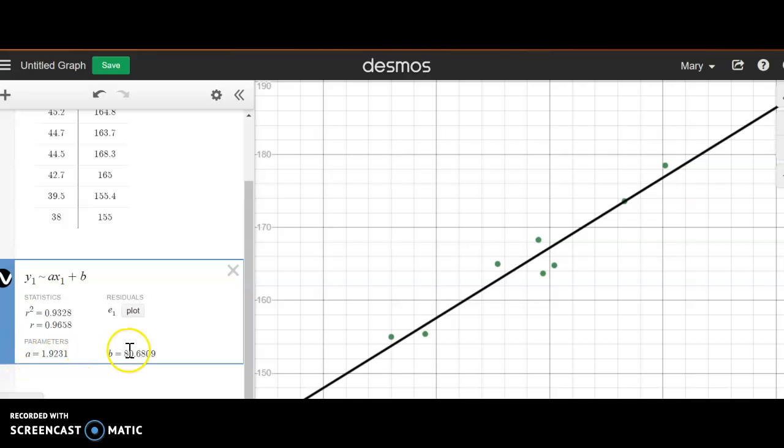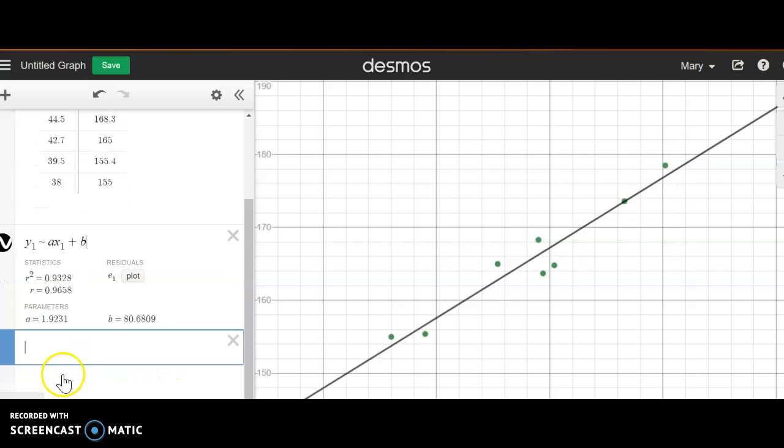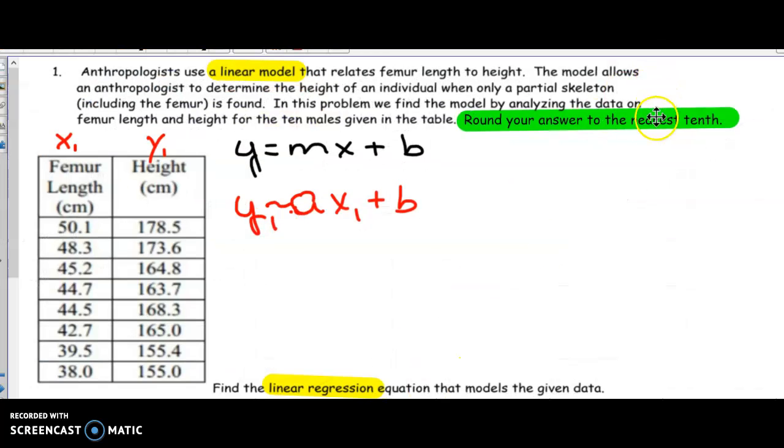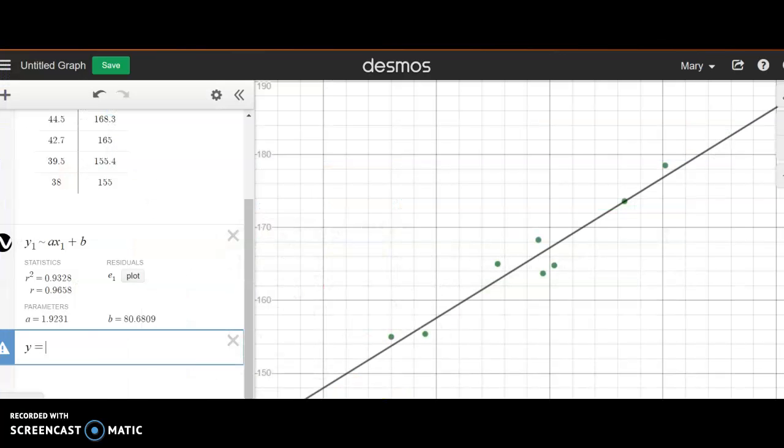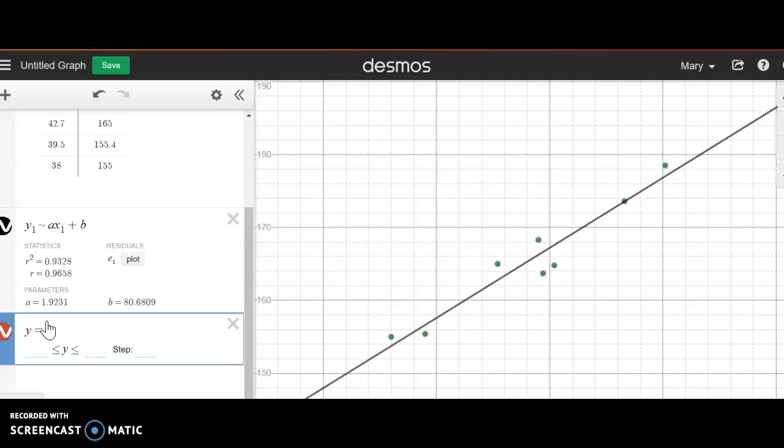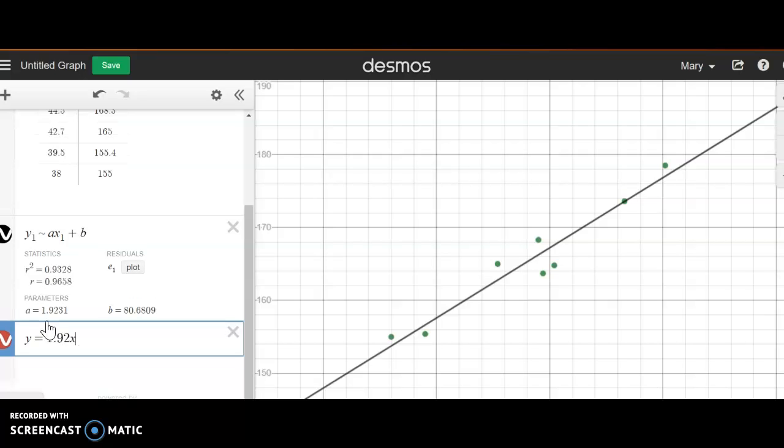Then I want you to look down here at the parameters. If I click right below it, this gives me what my equation would be. So if I come back in and type y equals, what we had to do for our equation, it said to round to the nearest tenth, so that's 2 places after the decimal. So I'm going to type in 1.92x plus 80.68. So this is my B value that goes here. This is my A value that goes here.